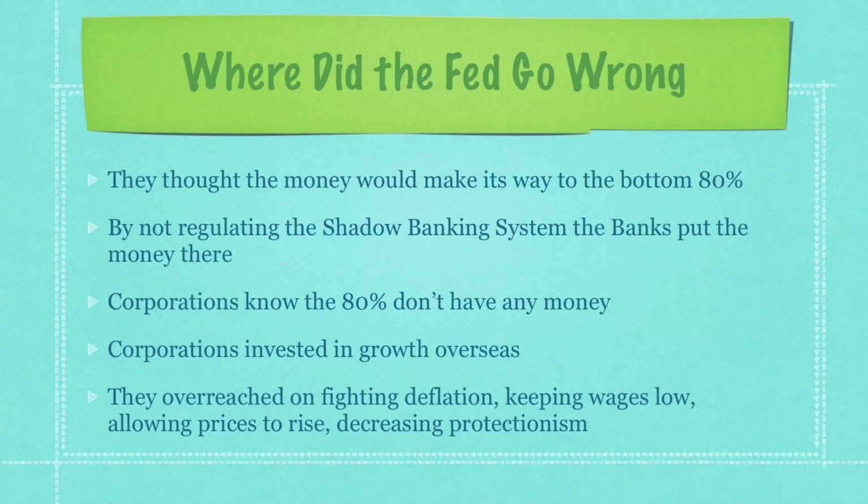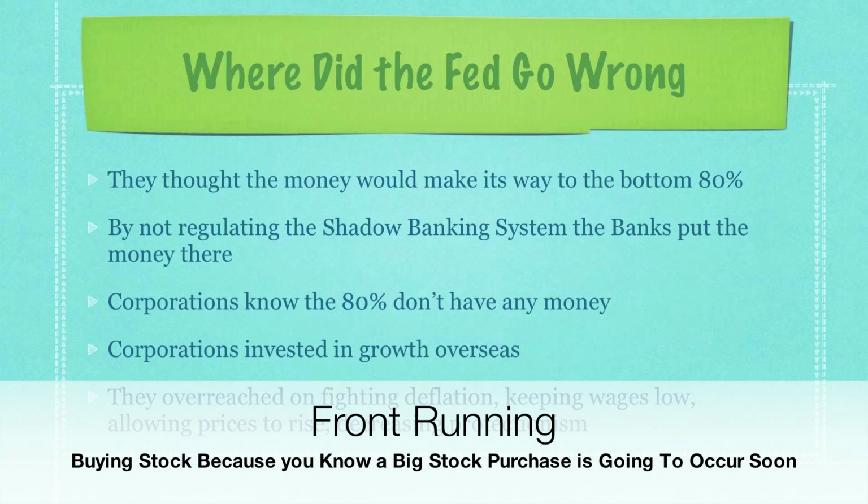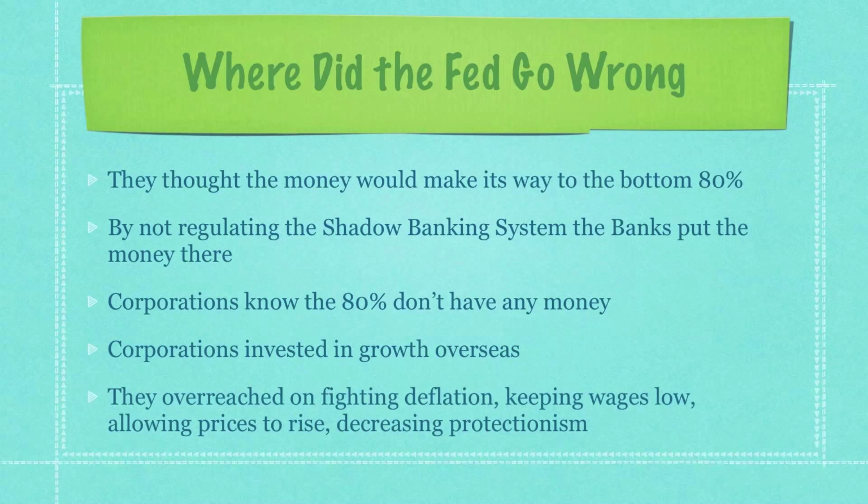So where exactly did the Fed go wrong? Well, they thought the money would make its way to the bottom 80%. Trickle-down economics all over again. Because the government did not regulate the shadow banking system, where you see high-frequency trading, which is in essence legal front-running, the banks invested all their money there, of course.